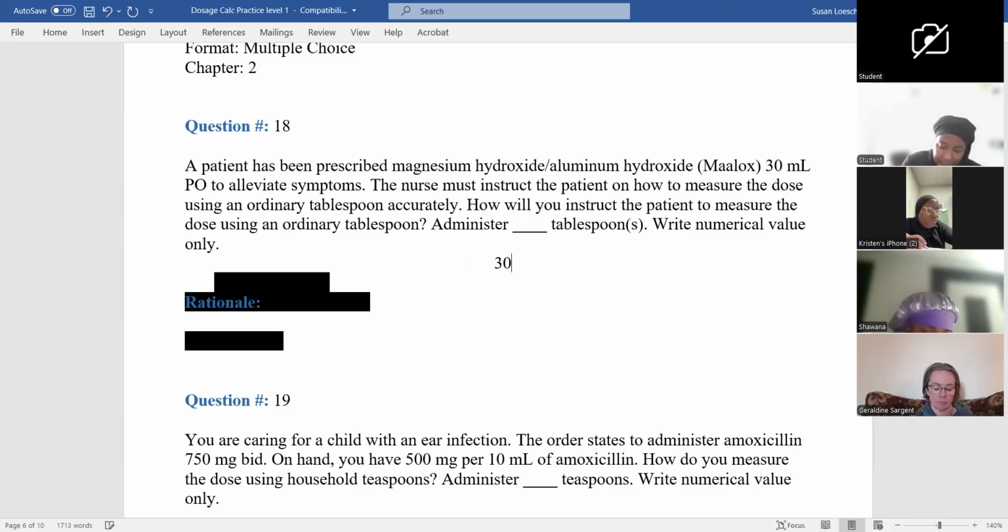Okay, your order is 30 mLs, right? That's how you set it up. A tablespoon is equal to 15. I'm going to put the divided sign there, okay? A tablespoon is worth 15. So now you've got to take 30 and divide it by the amount for each tablespoon. If you don't do it like this, you're going to get it wrong. So you should be giving 2 tablespoons.